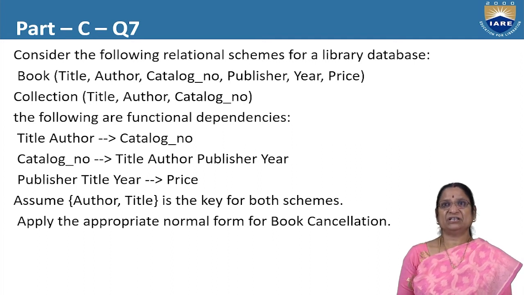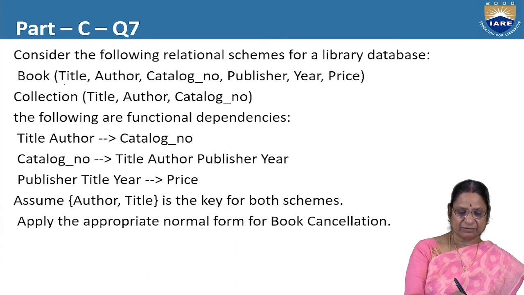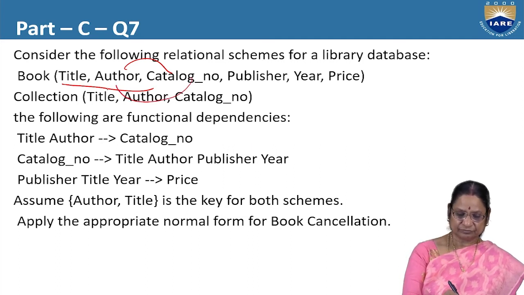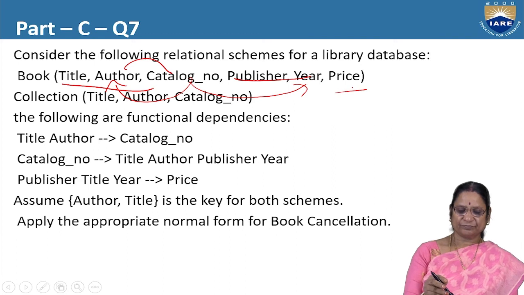The following are the functional dependencies that hold on these two relations. Title, author determines catalog number. And catalog number determines title and author. Catalog number determines publisher and year also. And publisher, title, year, these together determine price.